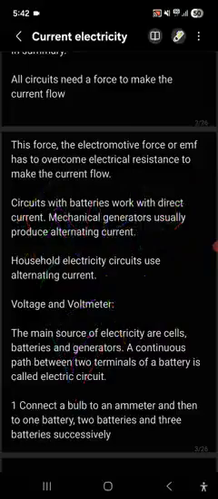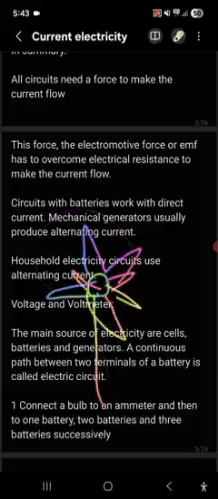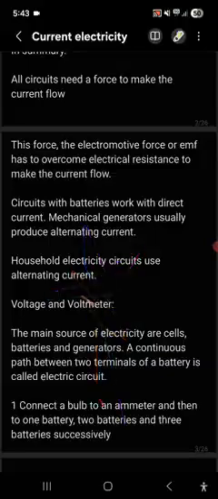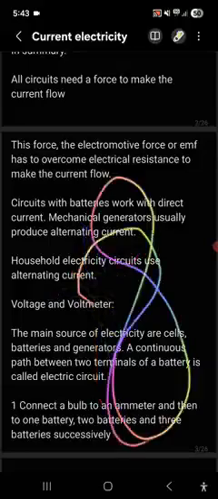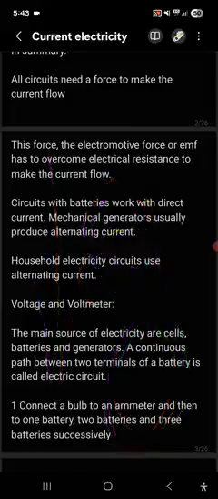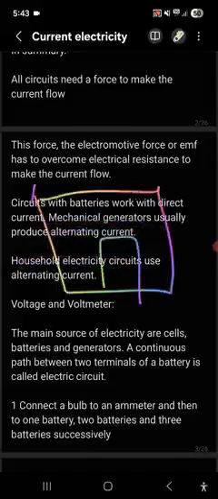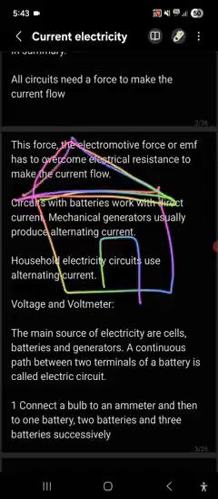Mechanical generators, like turbines. This is a turbine. Don't judge me, I'm drawing with my fingers. It uses alternating current, which switches 50 times a second. Mechanical generators use alternating current. Household electricity also uses it, in a house.